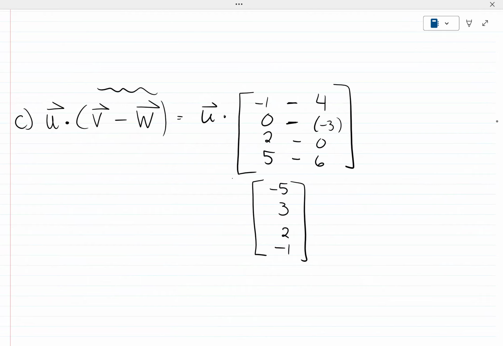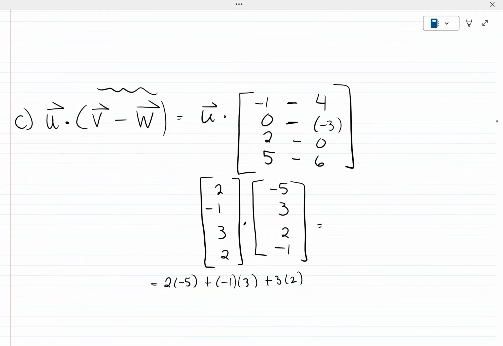And then vector U is this: 2, -1, 3, and 2. So if you multiply this out, here, let me write it here. You're going to get 2 times -5 plus -1 times 3 plus 3 times 2 plus 2 times -1. And when you do the work, you get -9. Okay.